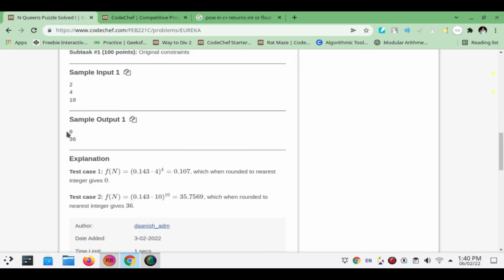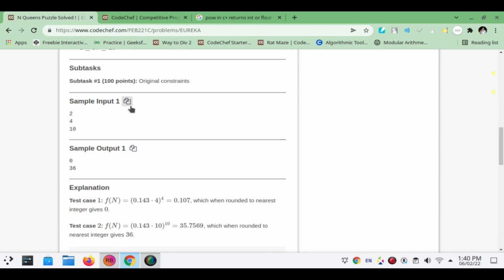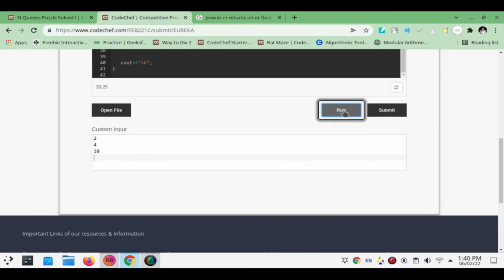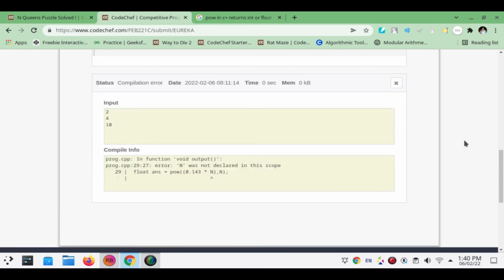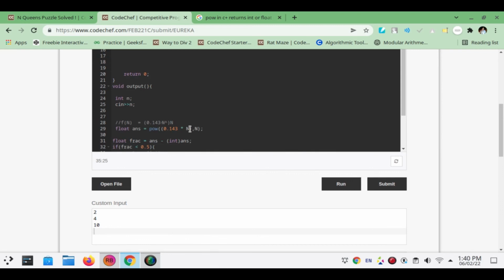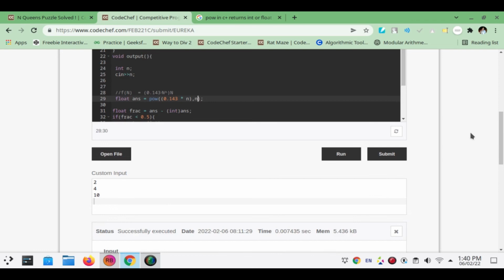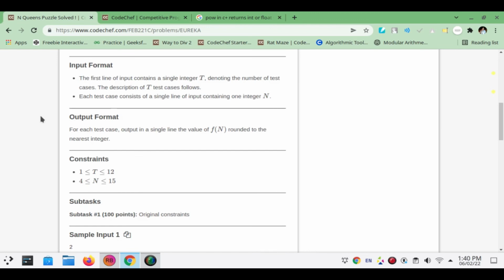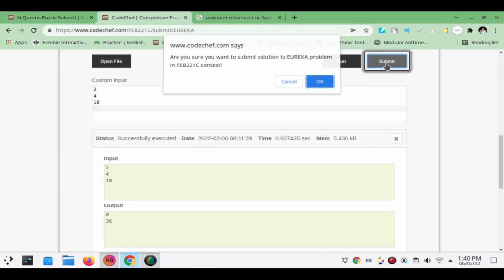Okay, so we are now trying to run our code as per the sample test cases given. Compilation error: float answer, n was not declared. We took a capital N, my fault. And now let's see if it works. Successfully executed. We are getting 36 as answer, and even the output is 36, and n goes from 4 to 15. So I hope it will satisfy all the conditions.